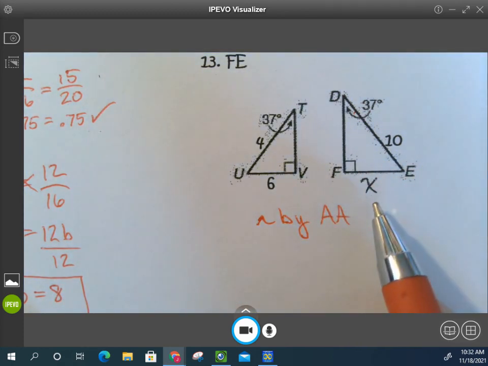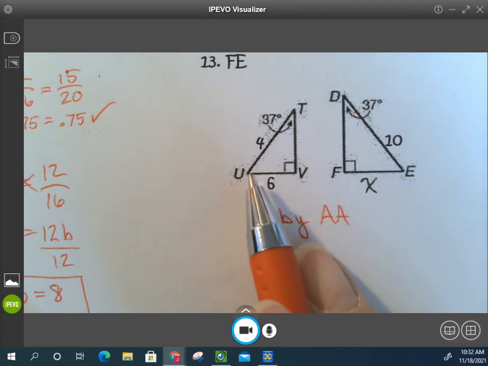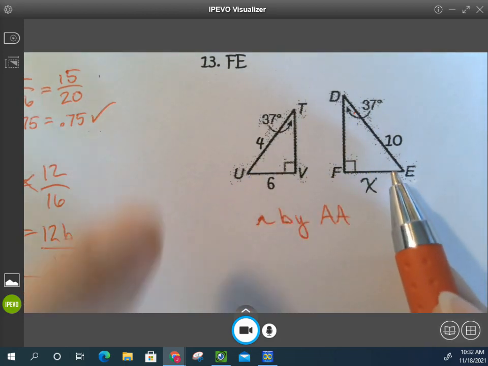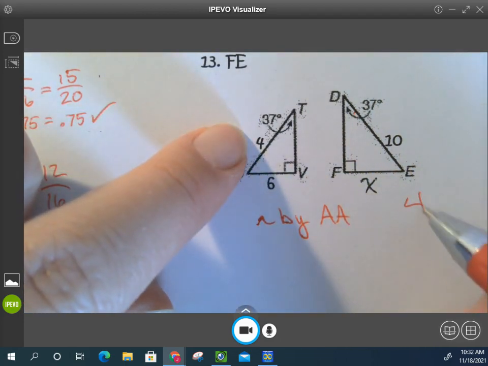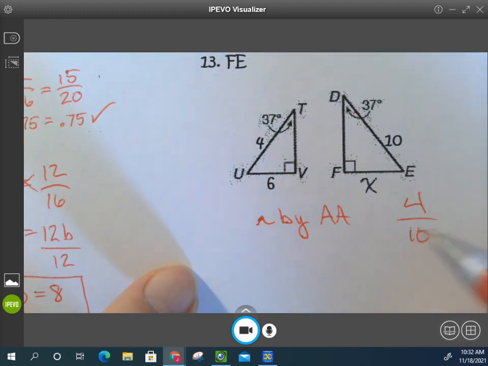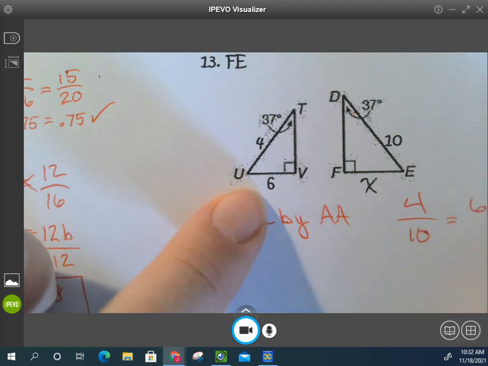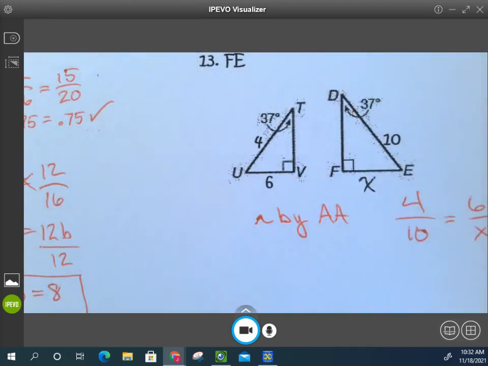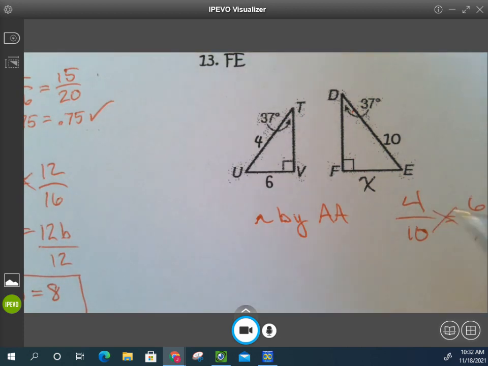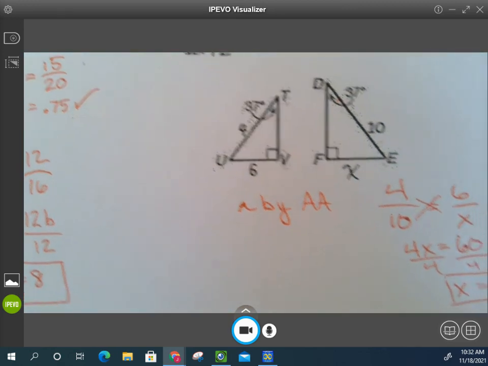And then I just need to find x. So I don't need to find the angles, but I could. So I'm going with the 4 over 10. That's the hypotenuse, right? And that equals 6 over x. So be consistent. 4x equals 6 times 10. And divide by 4. What's x equal? 15. There you go.